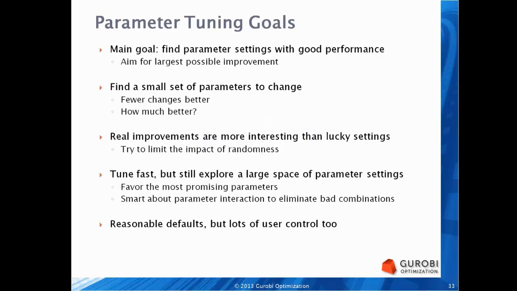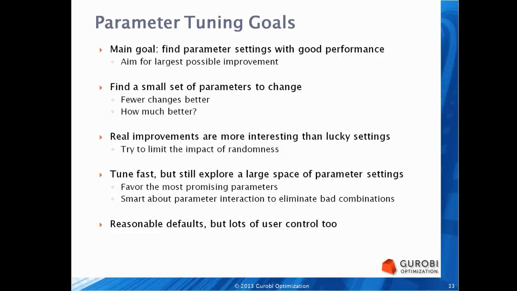So what's the goal? To design the parameter tuning. And you know the main goal: we want to find a parameter setting with good performance. So we want to aim for the largest possible improvement. And we have other goals. For example, you want to have smaller changes. Smaller changes are usually better. They are less overtuned. And also we want real improvements instead of lucky settings.